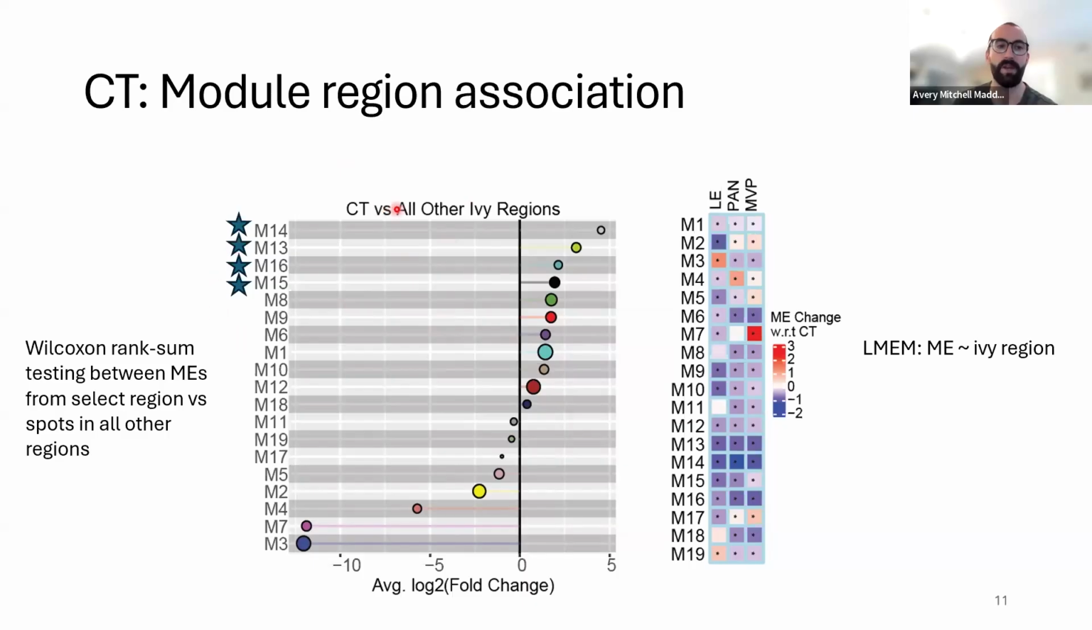Just for the purpose of this analysis, we'll be focusing on those 4 most upregulated modules. We can get a closer look at how their expression relates to specific regions, using a linear mixed effect model of this module eigengene against each region with a random slope and intercept for the slide. From this, we can see that M13, 14, 15, and 16 are upregulated in core tumor relative to the other 3 regions that we're looking at.